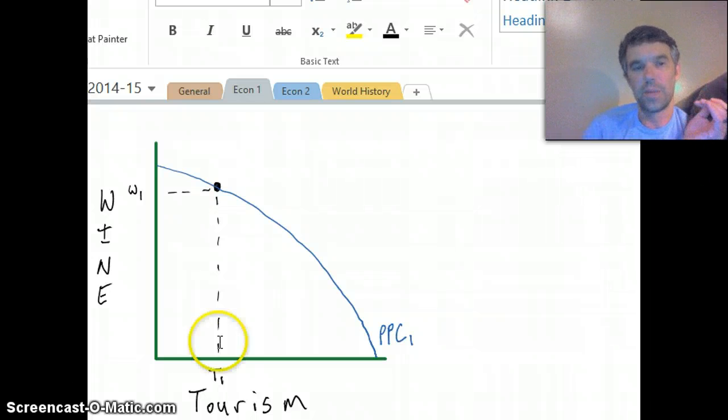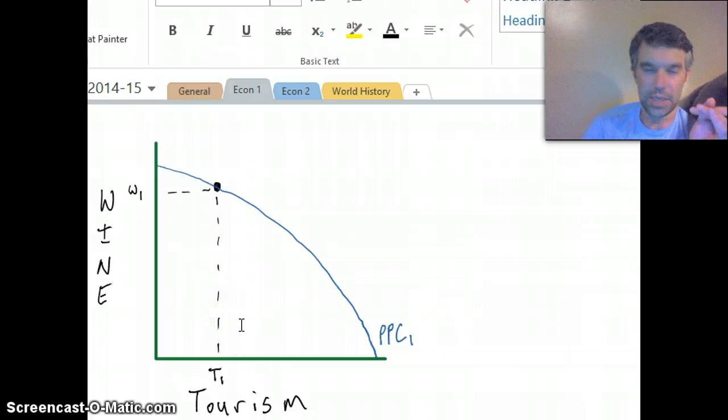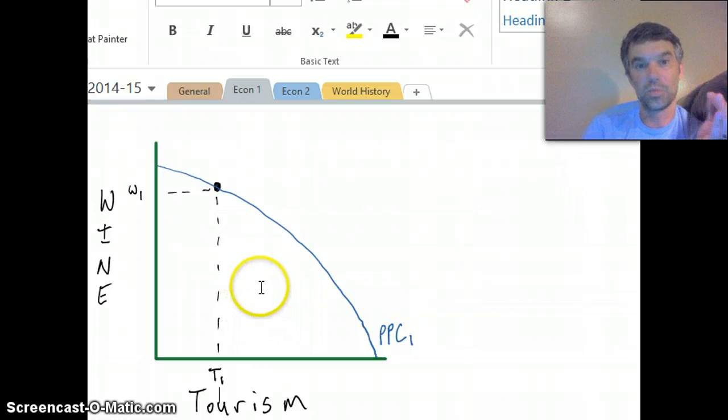So if you weren't set up like this already, if you're missing some element, add it in now, and then I want you to go back and show what's going to happen, where production is going to be after the earthquake.